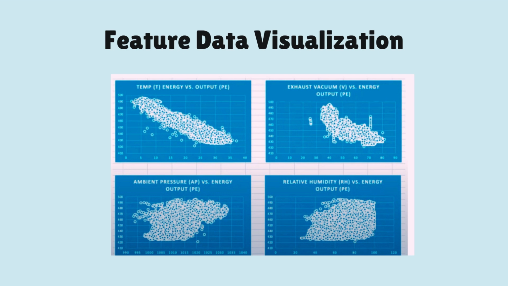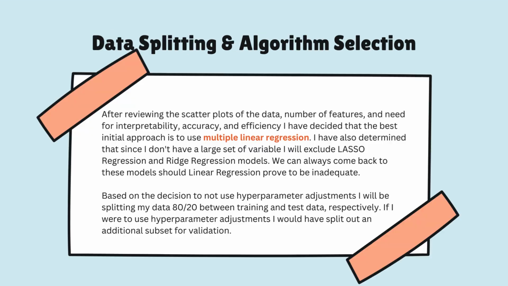My first step is to get a better understanding of the data and the relationship of the variables. To do this, I start by plotting each of the input variables, or features, against the energy output. There appears to be a strong linear correlation for some of the variables. Based on the data visualization, number of features, and need for interpretability, accuracy, and efficiency, I have selected multiple linear regression.